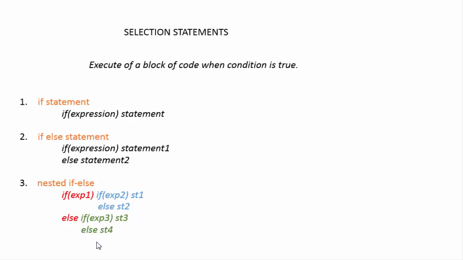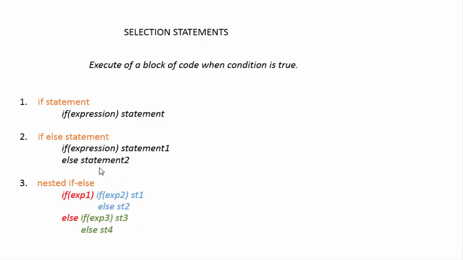When you see carefully, you will understand that if expression 1 is true, it executes this part of the statement, that is, this part acts as your statement 1. Similarly, when it is false, this part of the statement will be executed, the green part.